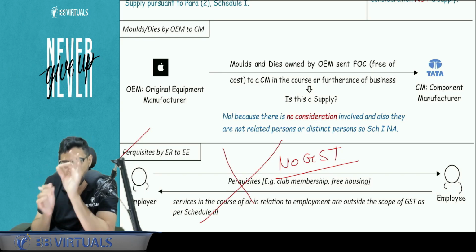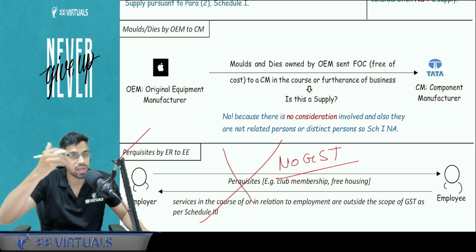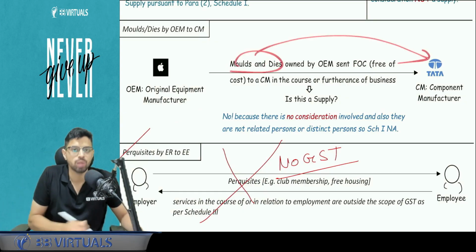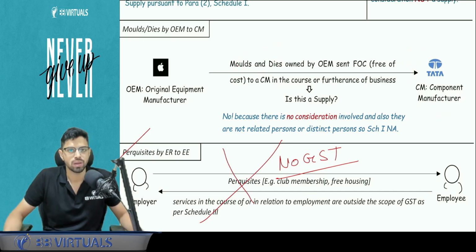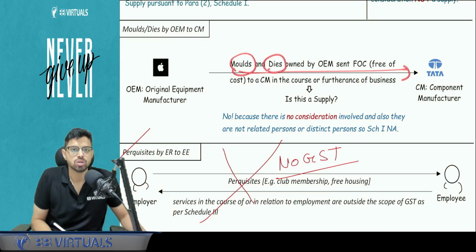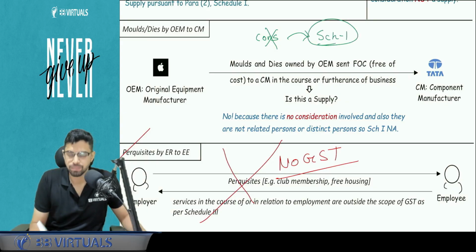Okay. So contract says that Apple has to use its cost, and it has to incur the cost of molds and dies and then provide those molds and dies to component manufacturer so that it can produce. Yes. Now question comes, molds and dies which are given free of cost. Is this a supply? Answer is no. Why? Because consideration is not there. When consideration is not there, schedule number 1 applies.